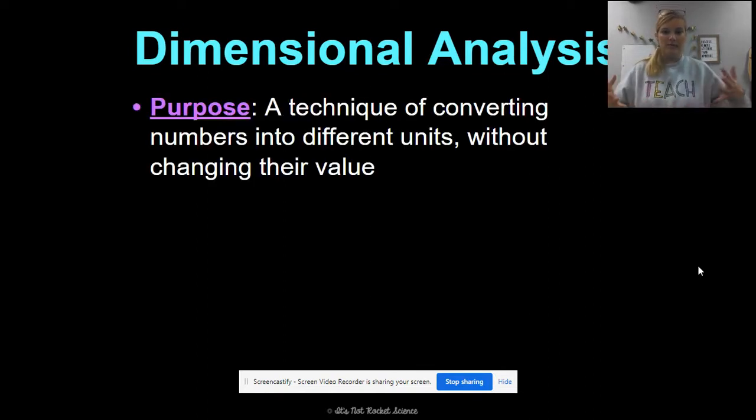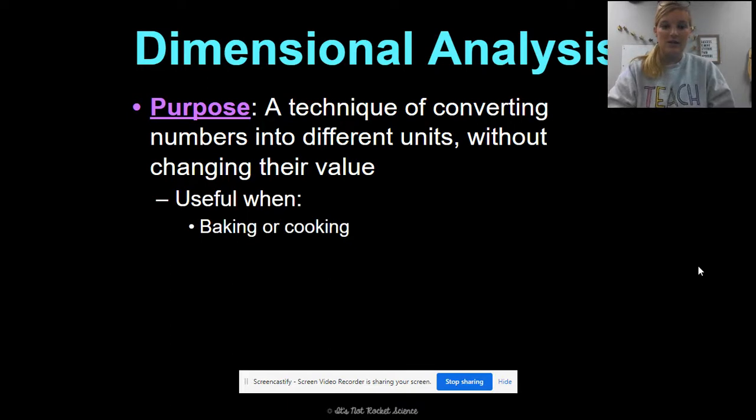So the whole point of dimensional analysis is converting numbers into different units without changing their value. So it's the same thing we were doing where we were saying that there were 2,000 milligrams inside of 2 grams. But now we're going to be doing things like inches to feet, where it's not just really easy to move things over. We're going to have different values.